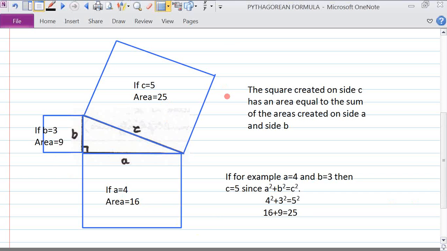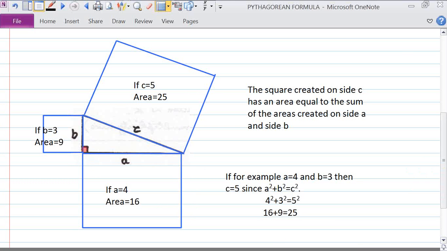Now, it doesn't necessarily have to be c equal to 5, but if it's a right triangle, whatever the area is here, let's say this is another number. Let's say it's c equals 20. Whatever the area is here, and the area is here, it must sum to this area.